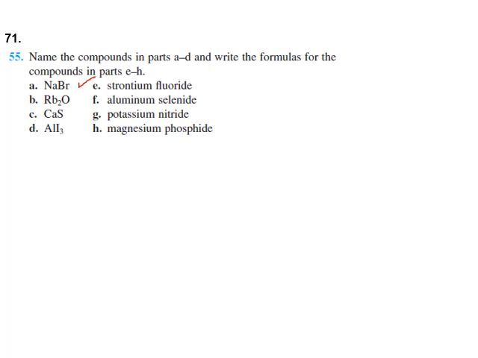Rubidium is in the first column or group, so it's an alkali metal, right? And you have to have 2 rubidiums because O is minus 2. As we mentioned in the lecture slides.